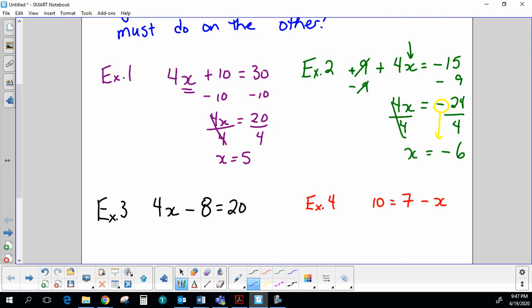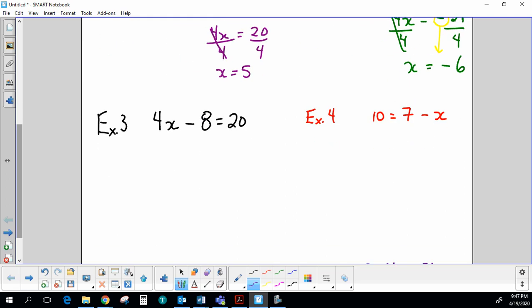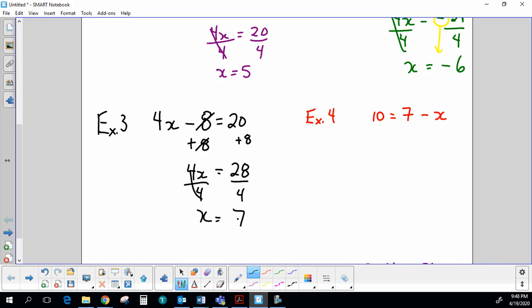Example 3, I have here in black. I have 4x again, subtract 8 equals 20. This time my integer, my spare fixed number, is negative 8. So I'm going to do the opposite of negative 8 to get x by itself on the left. I'm going to add 8 to the left and add it to the right. Canceling on the left gets me 4x equals 28. Divide by 4, and x is equal to 7.